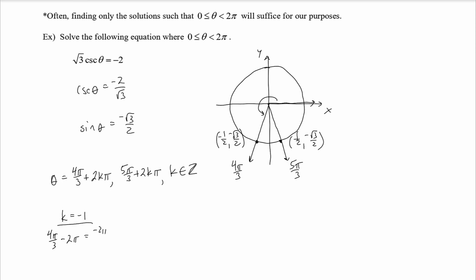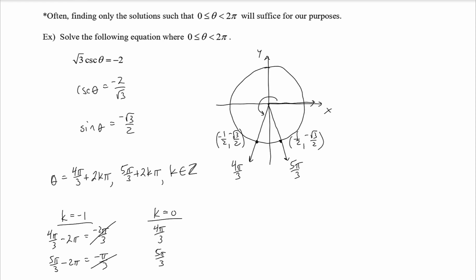That's going to be -2 pi over 3. But that's not between 0 and 2 pi. That's a negative number, so I don't want that answer. It is an answer, but I don't want it. If I do 5 pi over 3 minus 2 pi, I get negative pi over 3. But again, I don't want that answer. It's negative. I want positive answers that are between 0 and 2 pi. If I plug in k equals 0, though, I get the two answers I already had found.